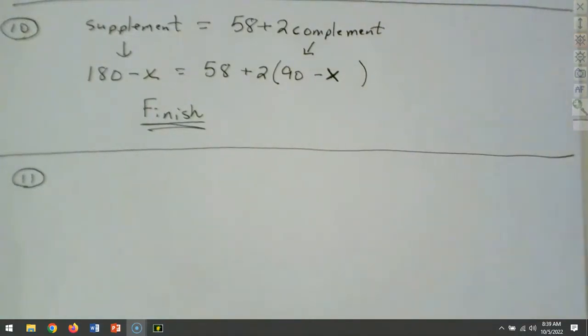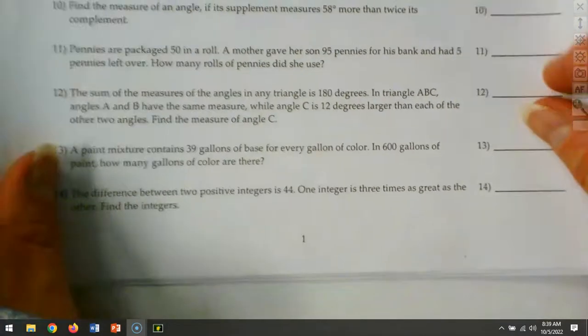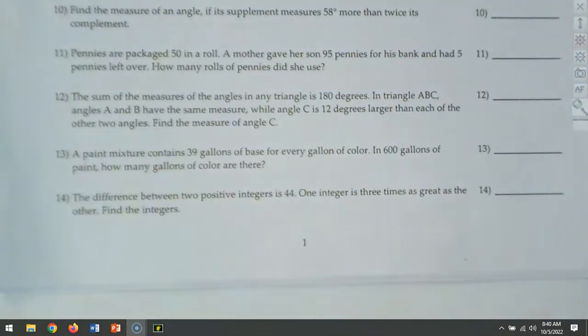Okay, question 11. There's no real way to set up and write an equation for question 11. This is just a question that you can think about and work through. Not everything requires an equation. So pennies are packaged 50 in a roll. A mother gave her son 95 pennies for his bank, and she had 5 pennies left over. How many rolls of pennies did she use?